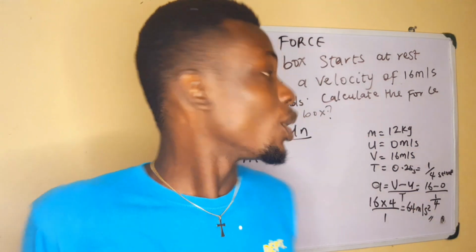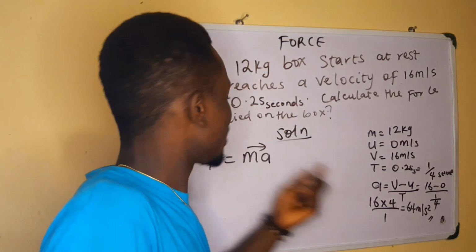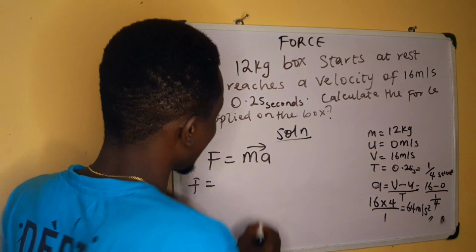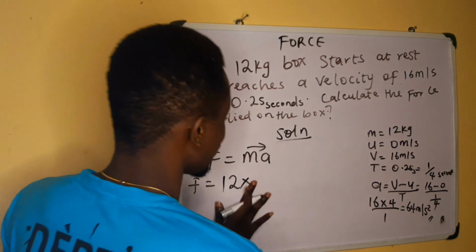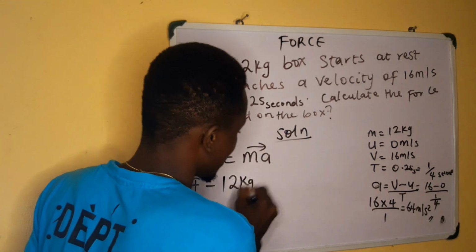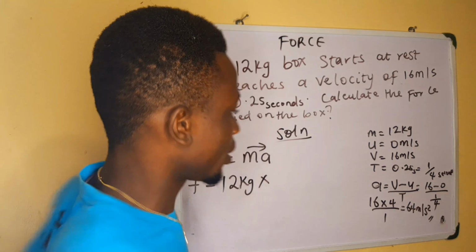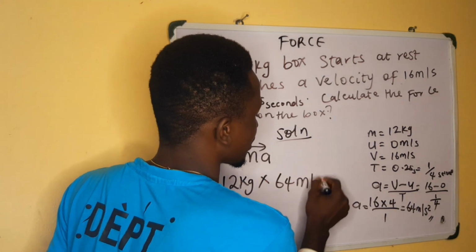So what next? We need now to find the force. So how do we do it? Just input it. So our force will now be the mass, which is 12 kg, times the acceleration. Sorry, let me be writing out the formula. So you know the fundamental formula. So 12 kg times the acceleration, which is 64 meters per second squared.